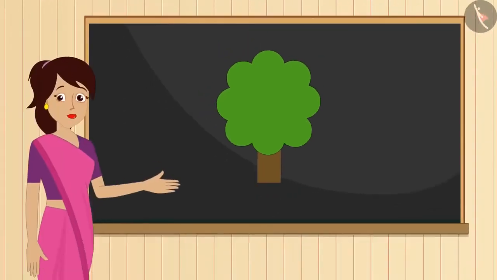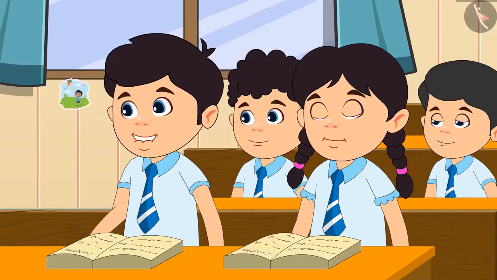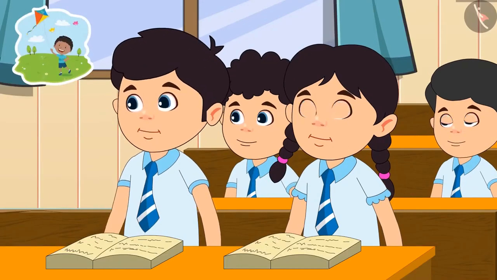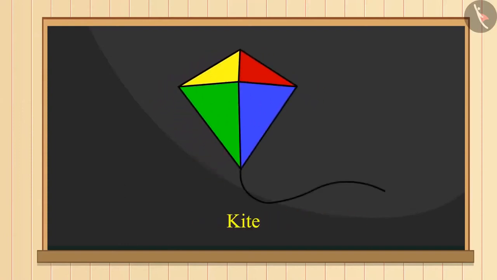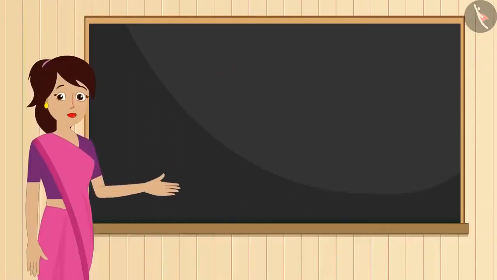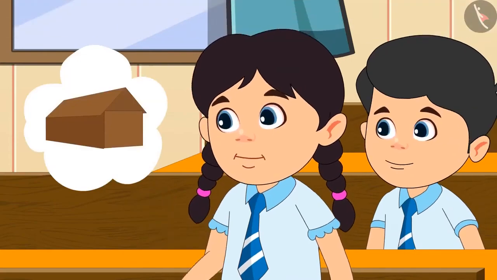So, isn't it correct? Come on, now draw a kite. I love flying a kite. If we join 4 triangles together, then a kite will be formed. Absolutely right, Ravi. Teacher, now let us draw a hut.